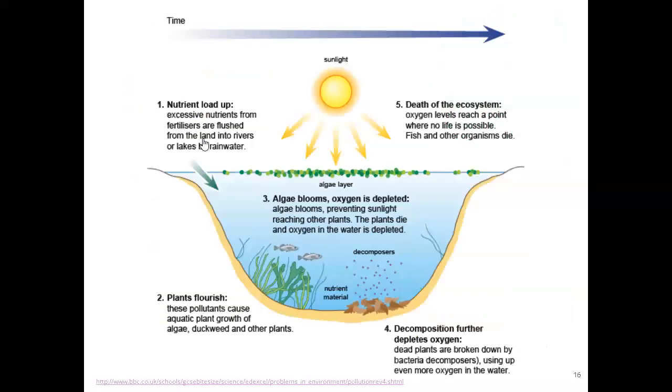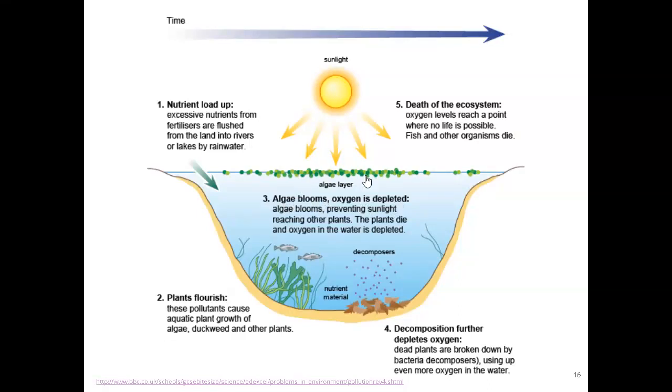Okay, this is like a storytelling, a cartoon version of what we would observe in the environment. First of all, we have some pollutants, right? Nutrient load up, meaning that in the wastewater, we have excessive nutrients from the sewage and the fertilizers flushed into this water body. And you are favoring some plants over other plants. Maybe you're favoring the plants over the fish, for example. So it caused the aquatic plant growth of algae, okay, and there are algae blooms.